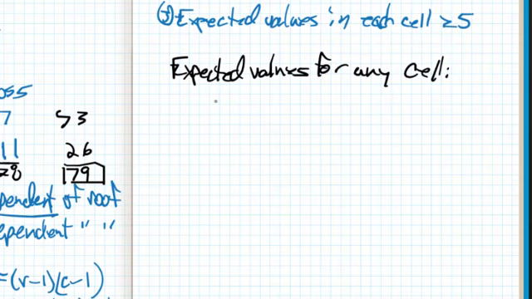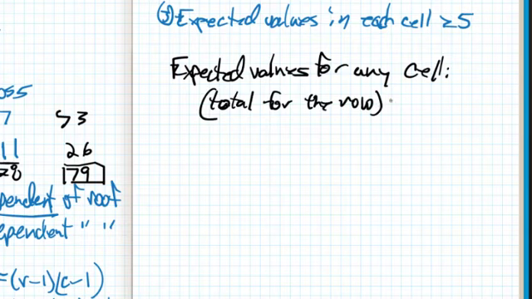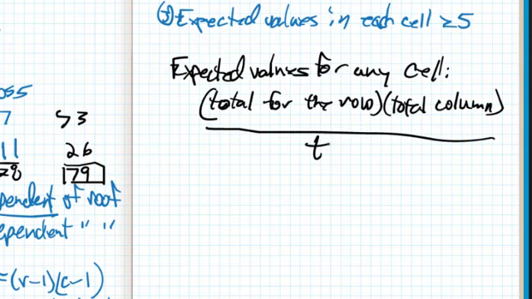All I do is I take the total for the row that cell is in. I take the total for the column that cell is in, and I divide it by the total number. All right? So I'm going to do these over here.